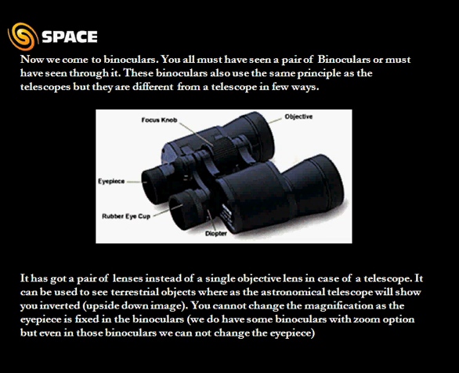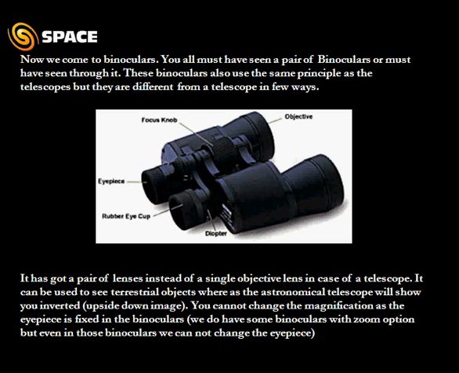If it says 10 by 50, 10x50, then 10 is the magnification and 50 is the aperture of the binocular in terms of mm. But these binoculars give you a very good field of view. They give you a sense of three-dimensional viewing. Try looking at the moon through a telescope and through a binocular. You will know the difference.